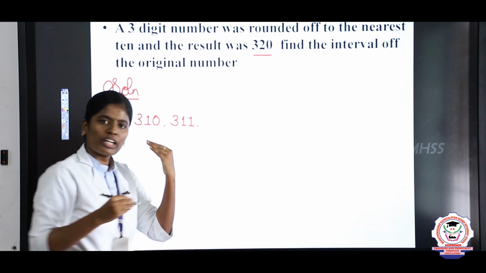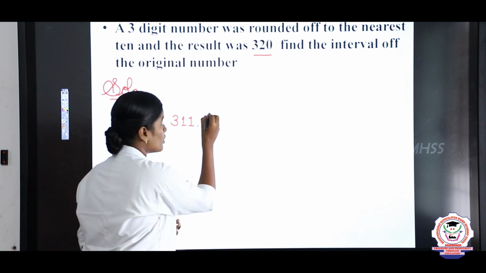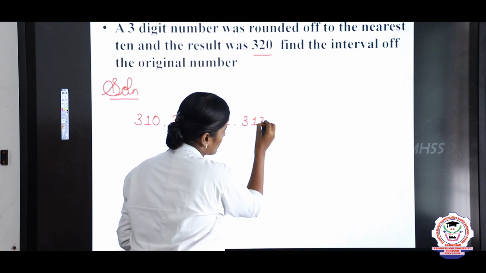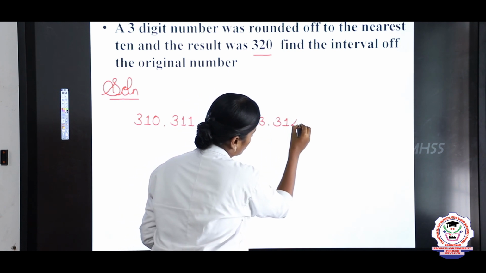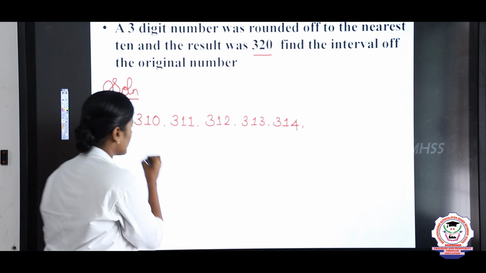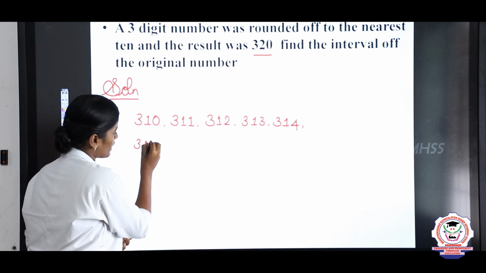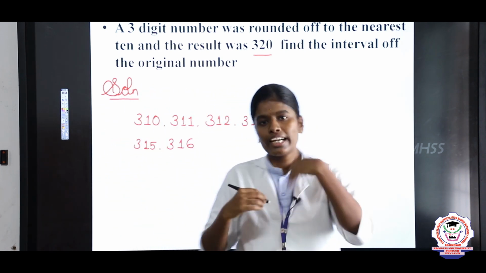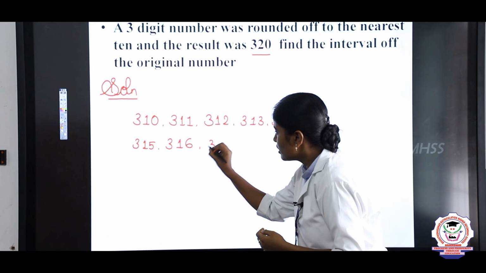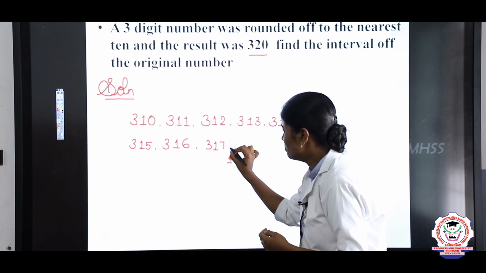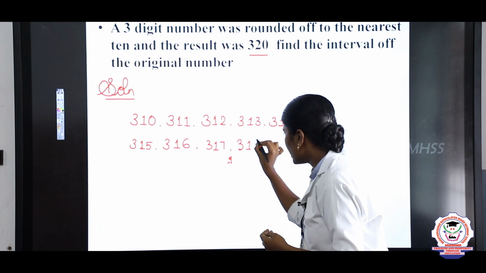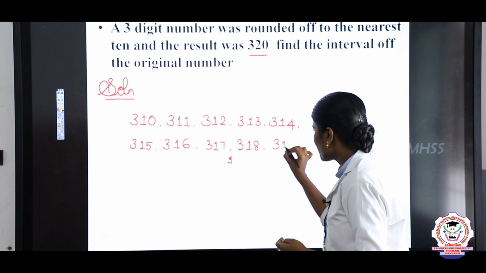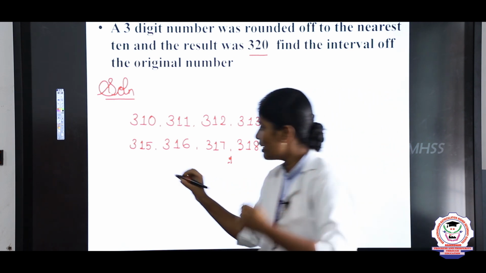311. So tell me, what is the next number? 312. Next 313. 314. And the next number is 315. The next number is 316. So what is the next number? 317. The next number is 318. So what is the next number? 319. The next number is 320.